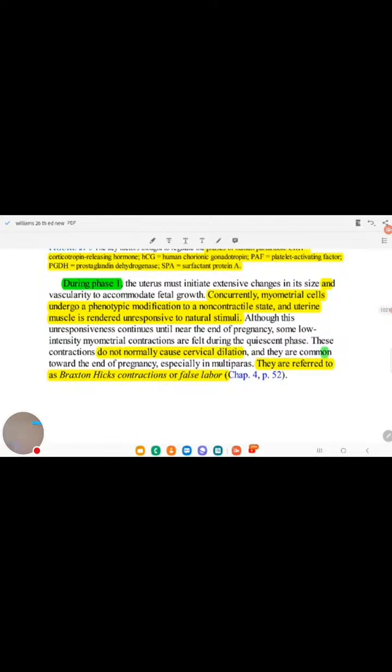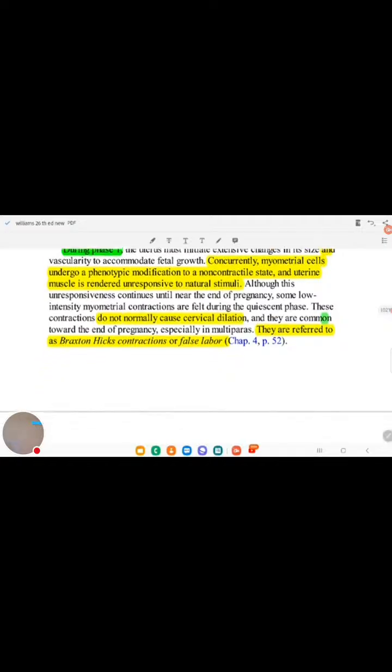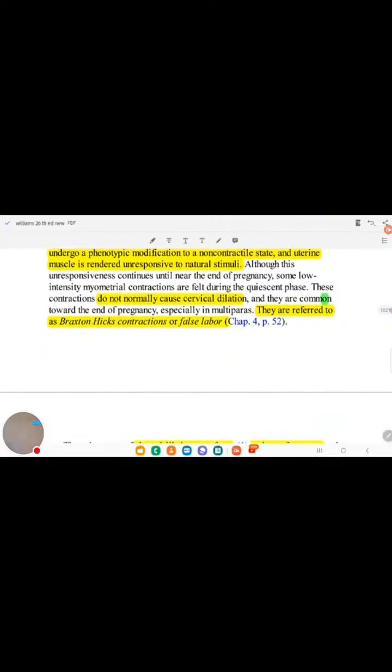Therefore, although contractions continue until near the end of pregnancy, some low intensity myometrial contractions are felt during this quiescence phase. That is called Braxton Hicks contractions or false labor, which don't normally cause cervical dilatation. They are common toward the end of pregnancy, especially in multiparous women.